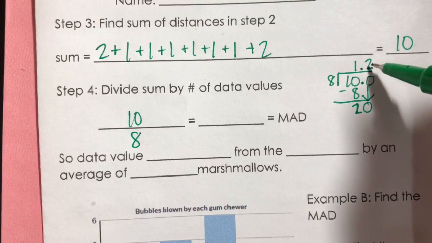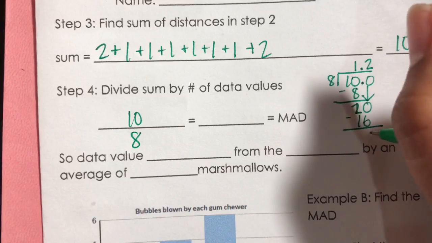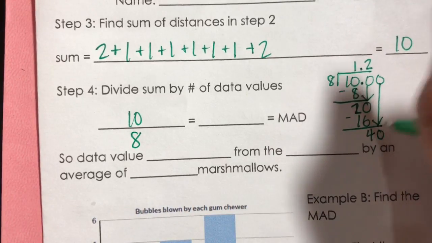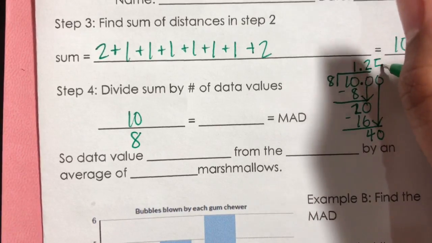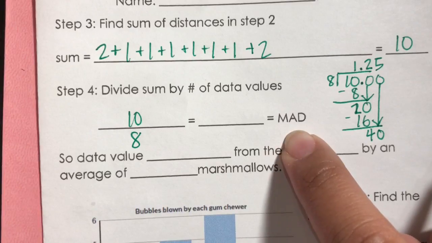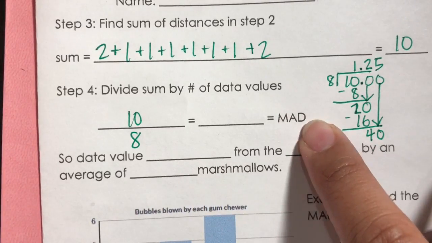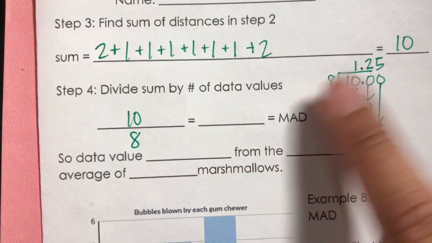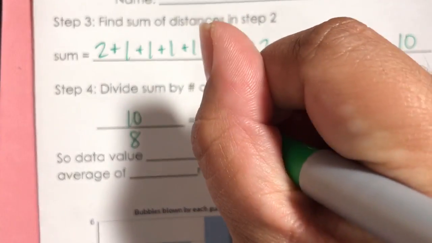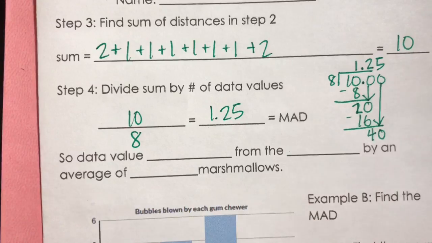So 8 goes into 20 2 times. 8 times 2 is 16. 20 minus 16 is 4. Bring down another 0. 8 goes into 40 5 times. So our official mean absolute deviation, sorry, I almost forgot there, our mean absolute deviation is 1 and 25/100ths. Okay, so that's our official MAD for this data set.